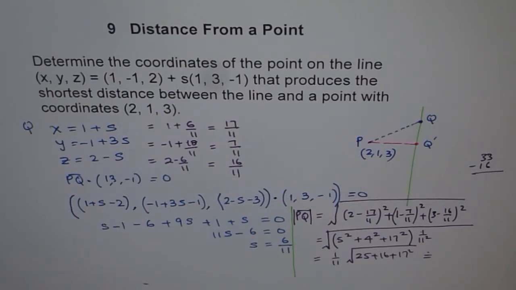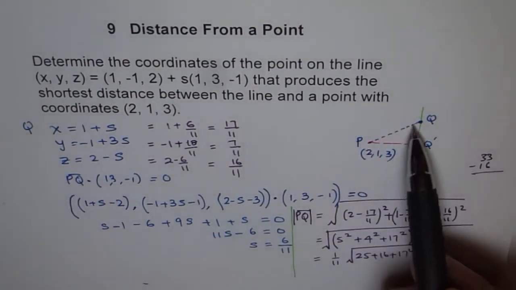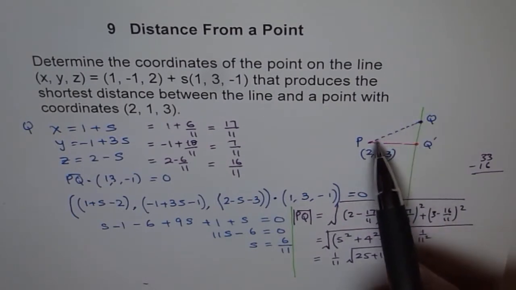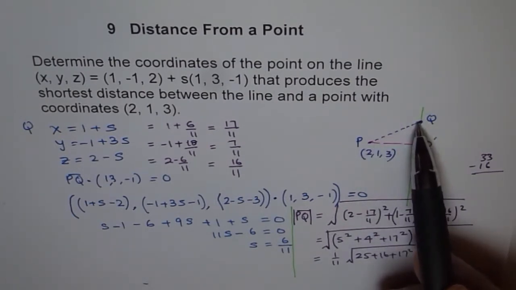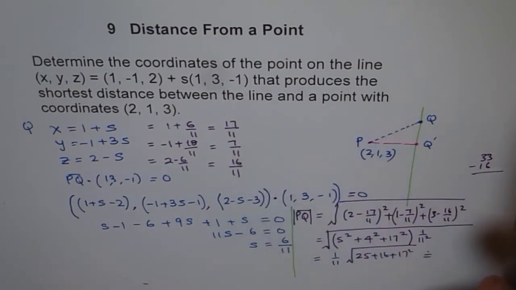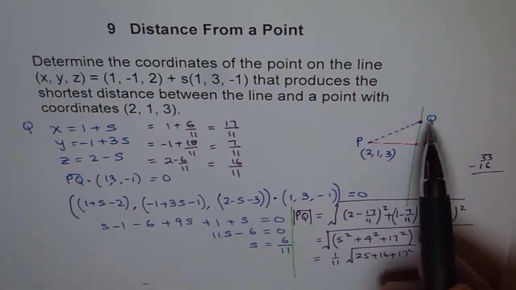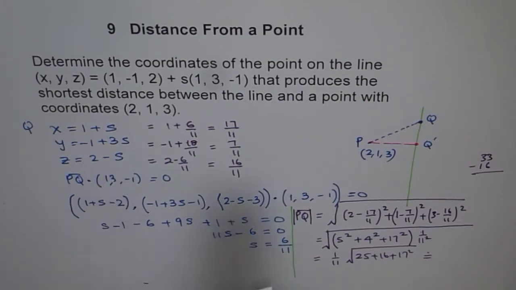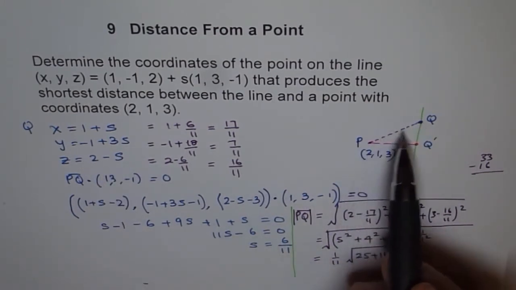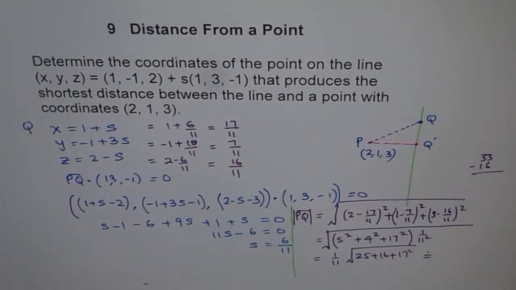So the idea here is that you have a line and you have a point outside the line. So what you do is take a general point on the line, find the direction vector between the point and the general point, right? And then do a dot product between PQ and the direction vector of the line and equate it to 0. Equating it to 0 means we are trying to find the value of the parameter which could ensure that the line PQ becomes perpendicular. Once it becomes perpendicular, then we have the point on the line which should give us the shortest distance, right? So that is how we'll calculate the shortest distance, okay?